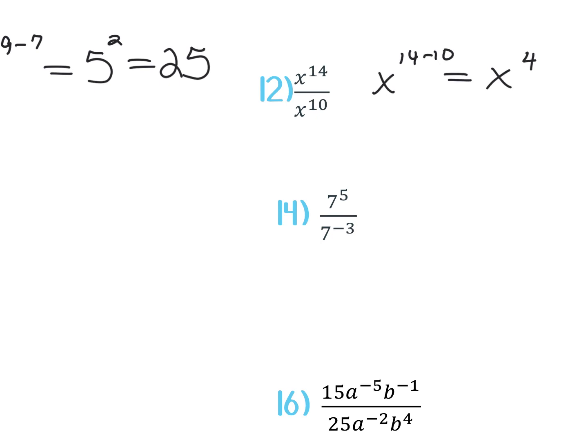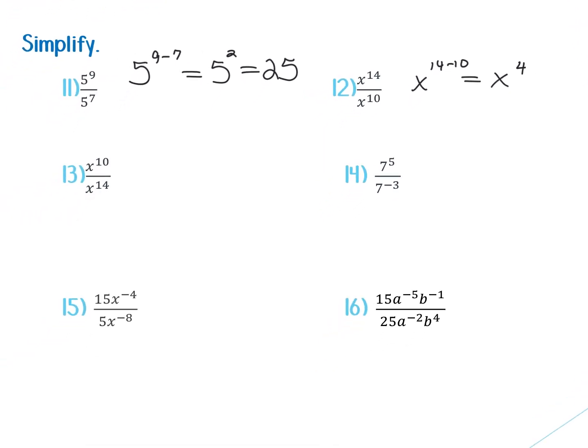Then for number 13, notice it's the same thing, but now they switched places. I'm still subtracting 10 minus 14, but now when I do 10 minus 14, I get negative 4. I need to make this exponent positive, so now I'm going to make it the fraction. And it'll be 1 over x to the 4th. So the instructions will say simplify. None of your answers should be left with any negative exponents.